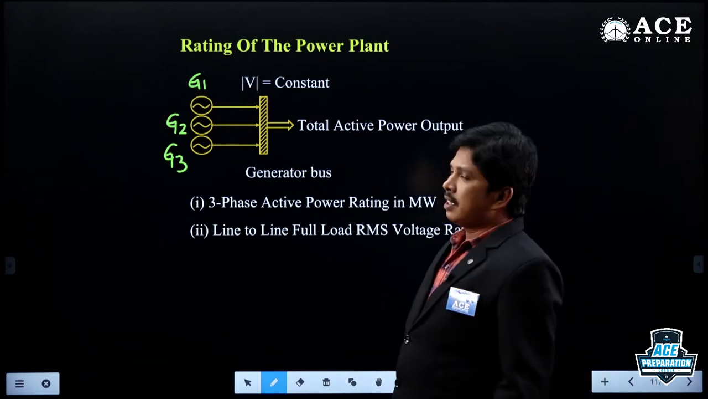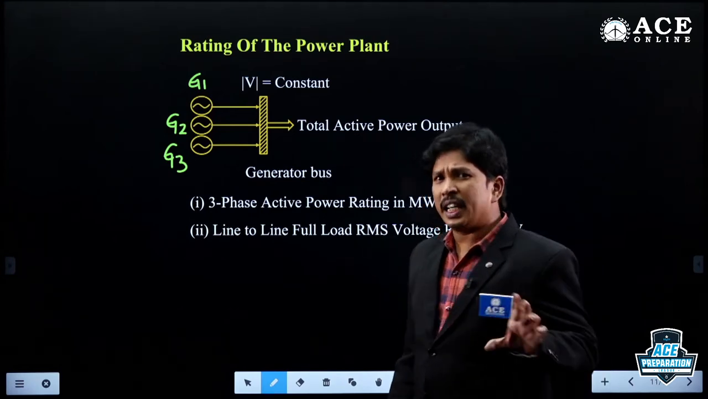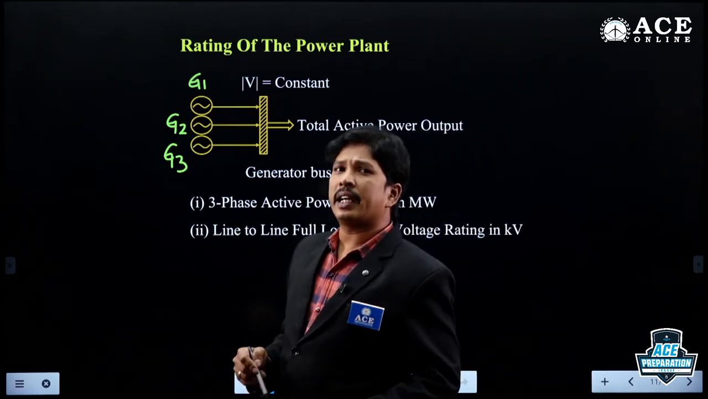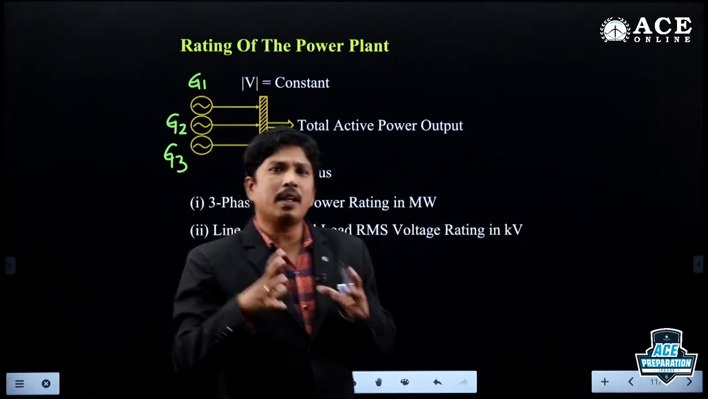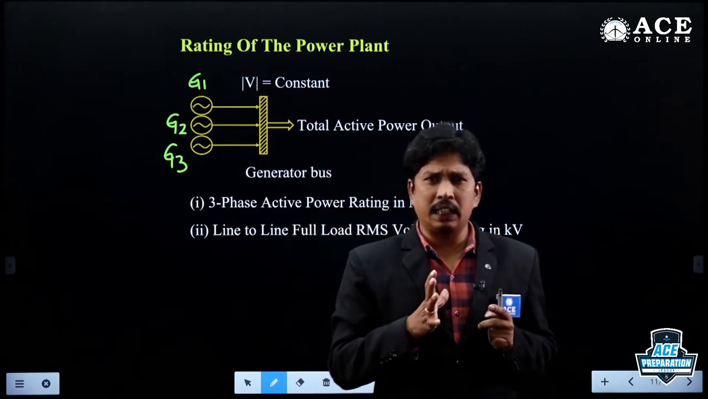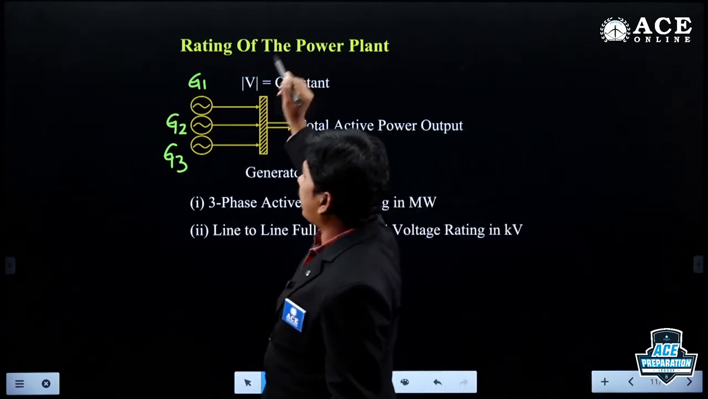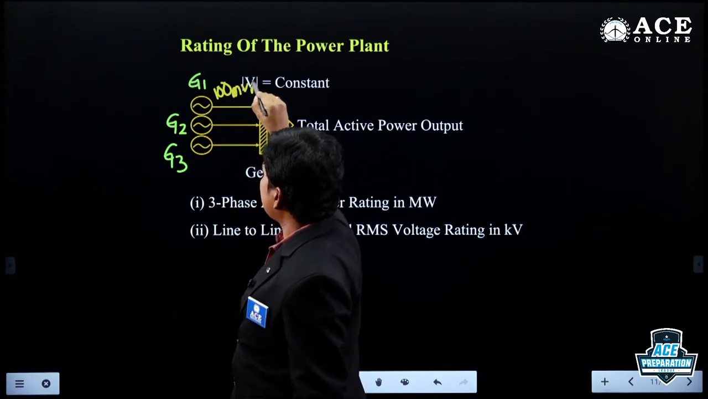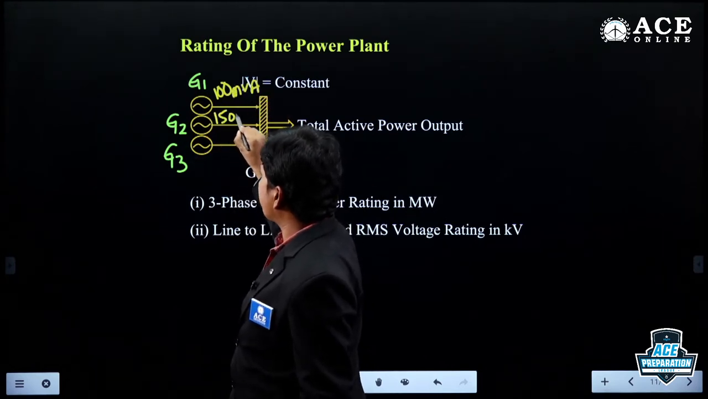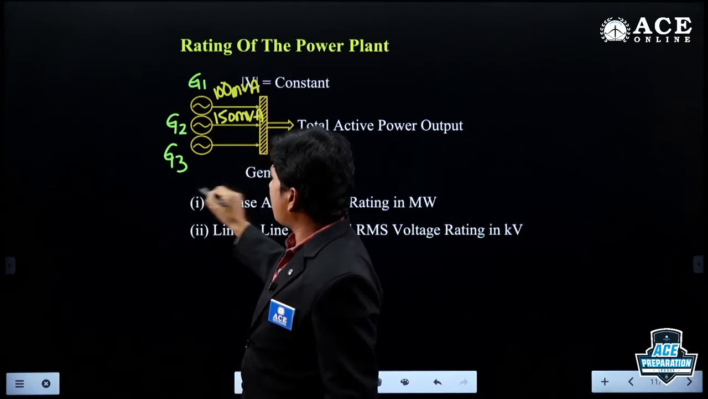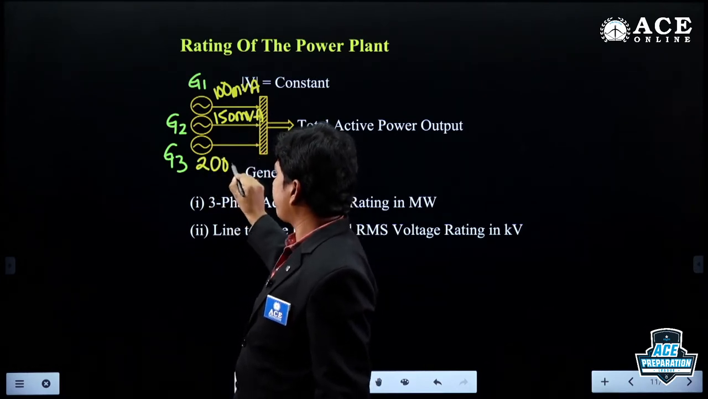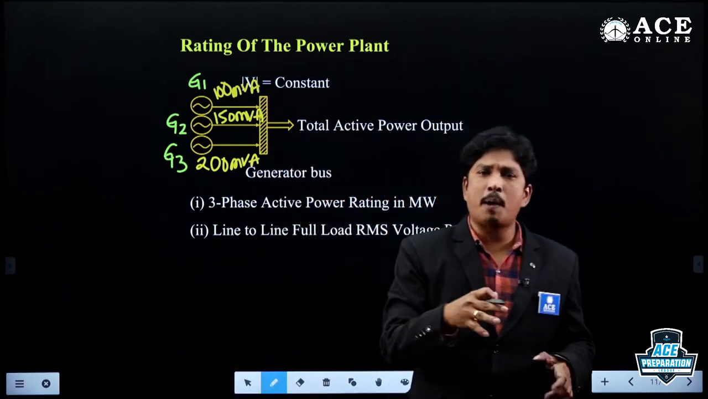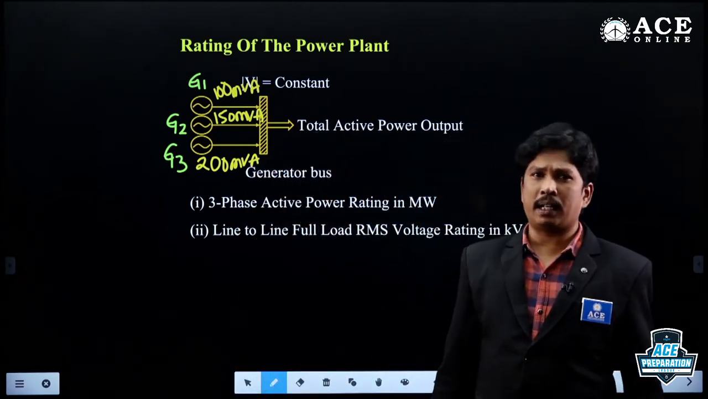Is it clear? Remember here, there is no condition that each generator has to have the same MVA rating. This generator may be rated for 100 MVA, this generator may be rated for 150 MVA, and this generator may be rated for 200 MVA. There is no condition that we have to operate only equally rated generators in parallel.